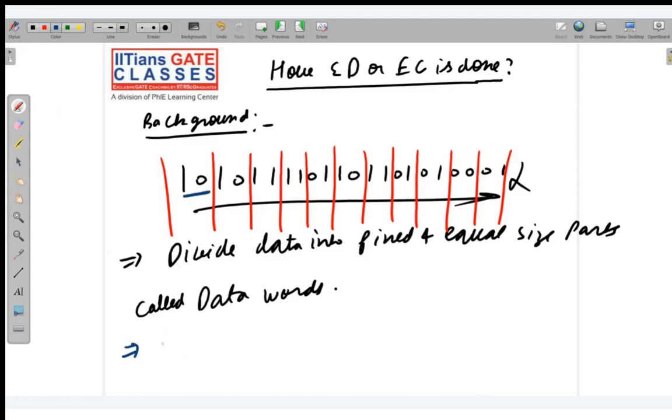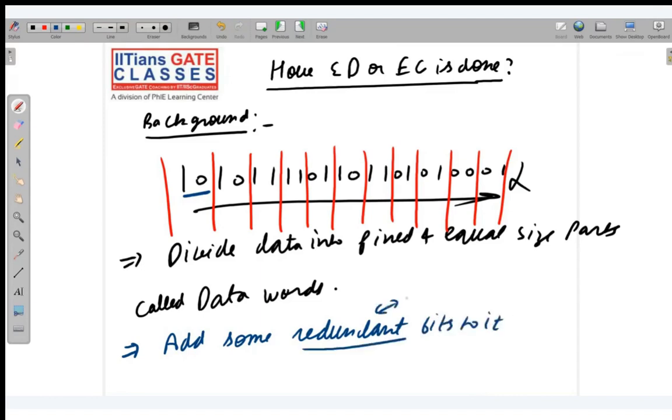It will add some redundant bits to it. These redundant bits are also known as the extra bits. Redundant means extra. And let's take one extra bit. Are you getting it?